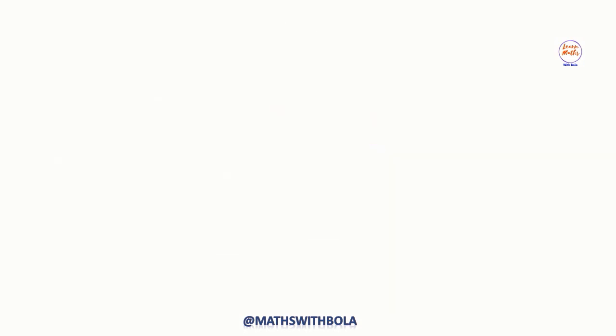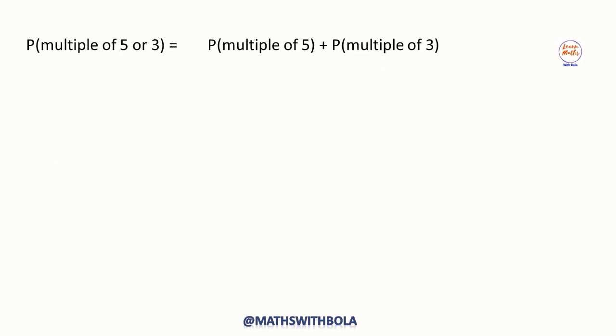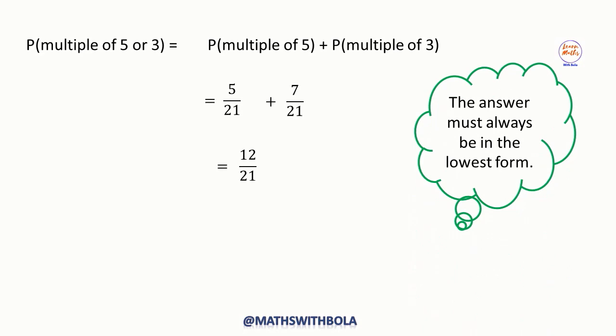So now, to find the probability that you are going to choose a multiple of 5 or 3, so when you are using the or statement, then you add the numbers together. So you add the probability of multiple of 5 plus the probability of multiple of 3. And that will give us 5 over 21 plus 7 over 21, which is 12 over 21. And don't forget that when you are dealing with probability, the answer must always be in the lowest form. So when we take this to the lowest form, we have 4 over 7.